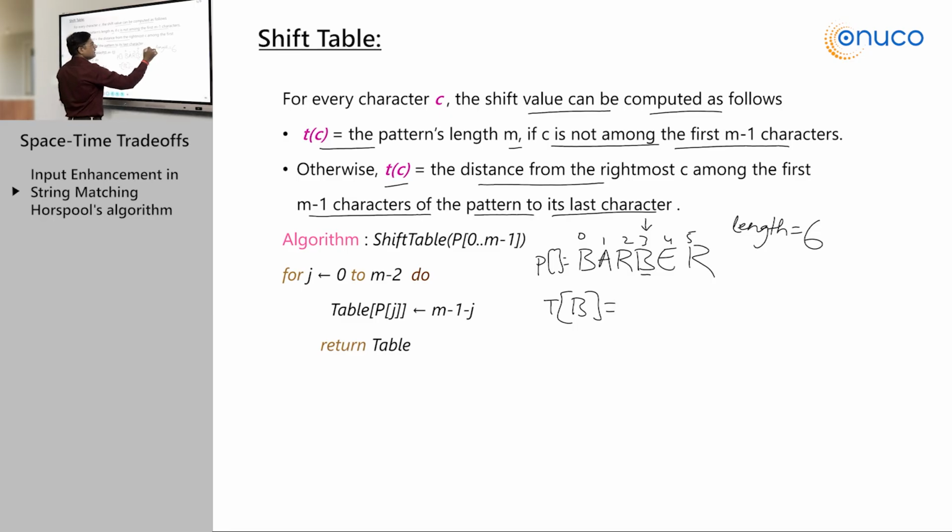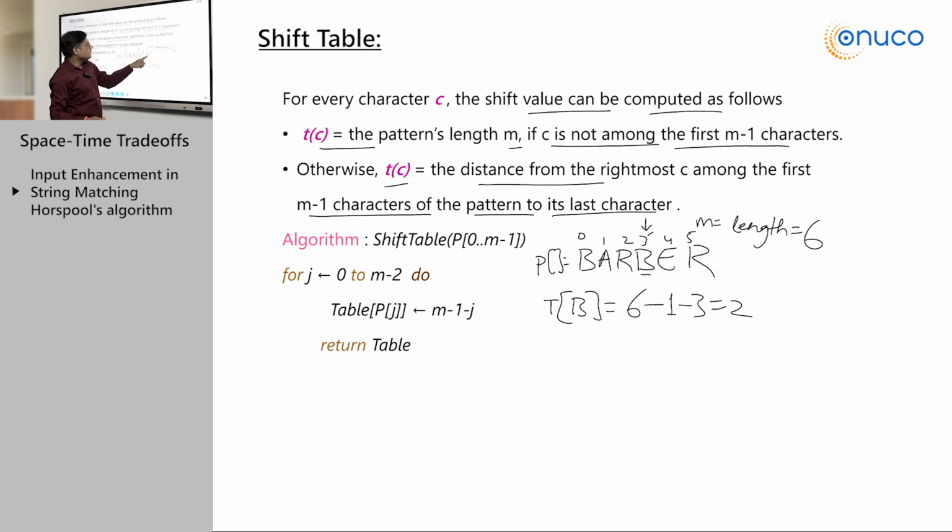What is M? M is the length. So M minus 1 minus J. What is the value of J? J is 3. So 6 minus 1 minus 3 is 2. So the shift will be 2 times. It means 2 times you are going to shift towards the right when, say, here is a pattern B.